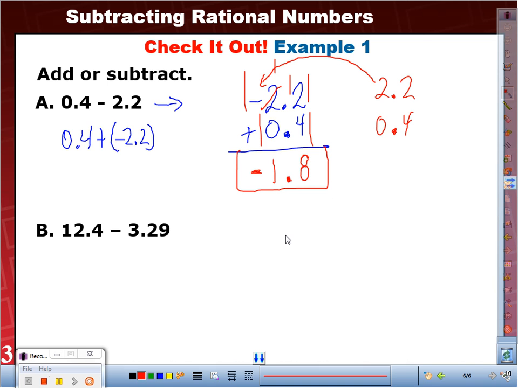Okay? Number 2. Once again, step number 1, Jorge. Use the additive inverse property. That means you need to add the opposite of the second number to the first. 12.4. Step 2, Jose.